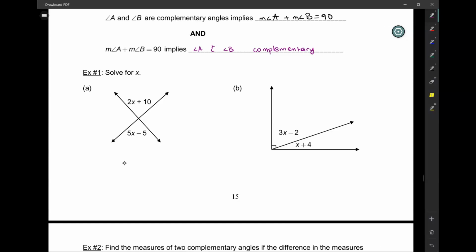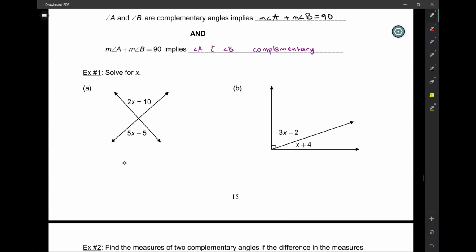I was just going to say something about it. You were going to solve it? Yeah. Wouldn't it be 2x plus 10 plus 5x minus 5 equals 90? Well, or equals 90? What do you guys think?